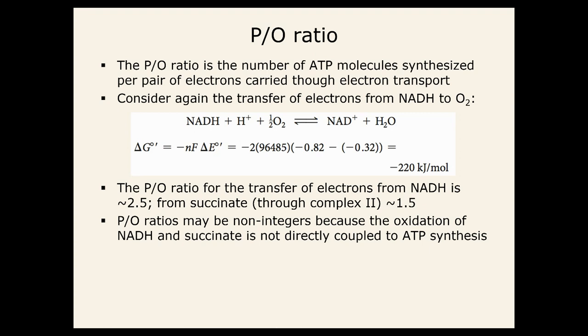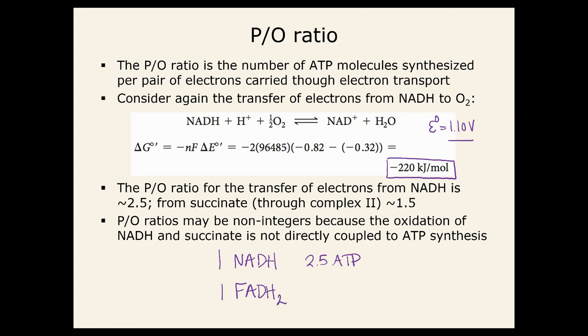Okay, so the free energy ultimately is negative 220 kilojoules per mole. That's from a voltage of 1.10 volts. And what is going on here is the idea that NADH comes in complex 1, and it's going to produce around 2.5 ATP for every one NADH. Since FADH2 comes in complex 2, it's going to produce 1.5 ATP.